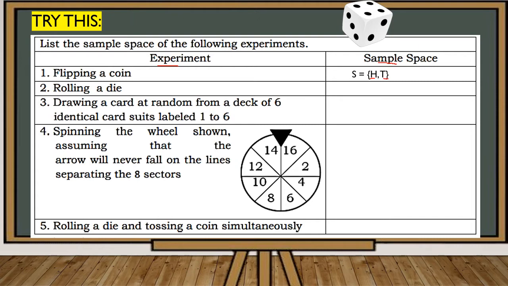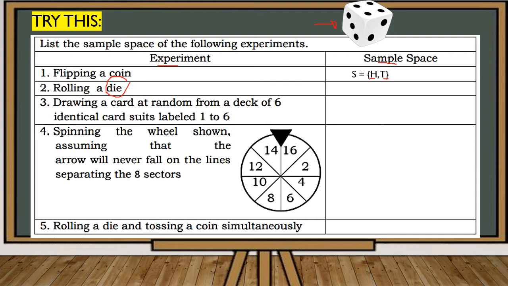Next, rolling a die. Number 2. Die. Die is this. You have seen the picture. You're familiar with die when you are playing cards or when you are playing snakes and ladder. Die, you have your die there. Die if it is one, singular. If it is two, we call it dice. Just like mouse when singular, mice when plural.